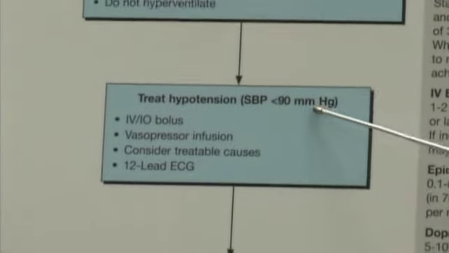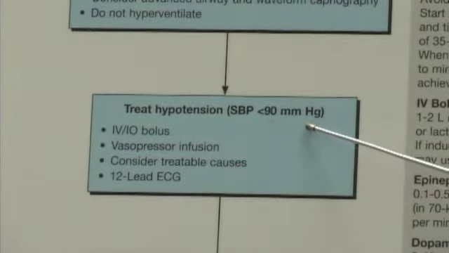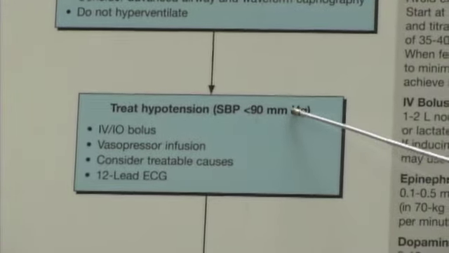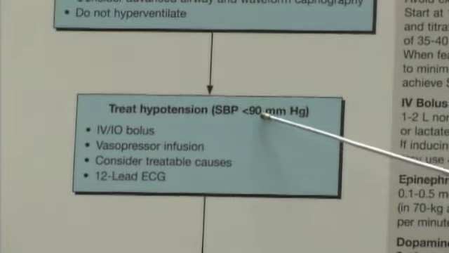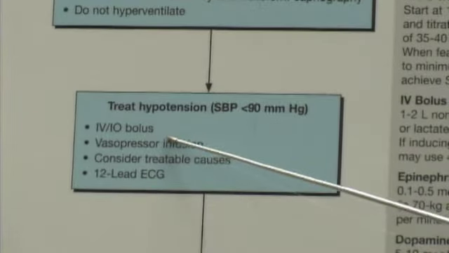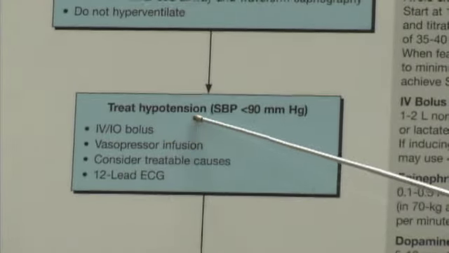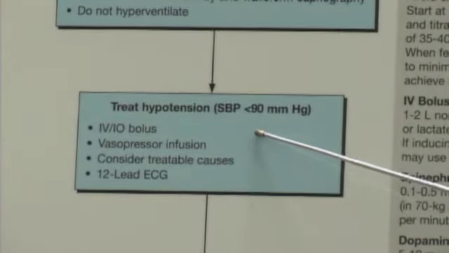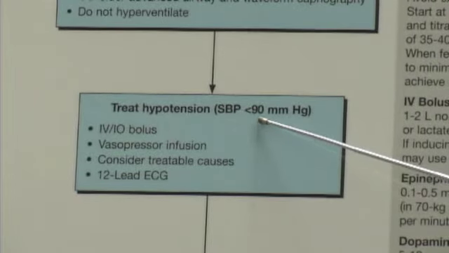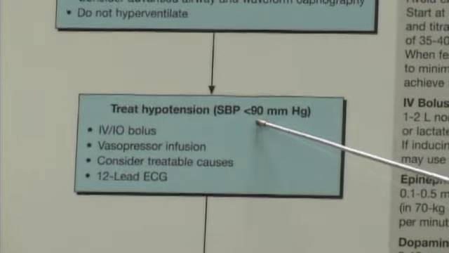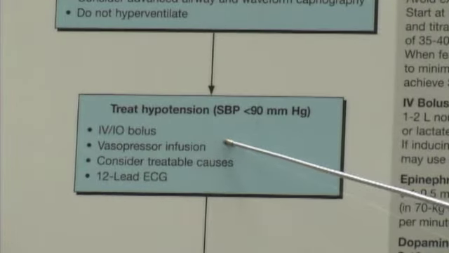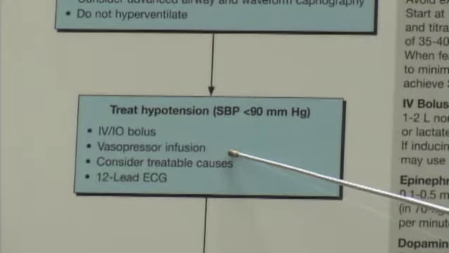A, B, C, you're going to check your circulation and your blood pressure. If your blood pressure is less than 90, that's the key one. We want to end these cases with a systolic of 90 or higher. If you're less than 90, the book will tell you to give an IV fluid bolus, or IO if you don't have an IV line in place, an IV fluid bolus of 1 to 2 liters of normal saline. Remember that number, 1 to 2 liters of normal saline fluid bolus to get that blood pressure above 90. If that doesn't work, you might have to start a vasopressor infusion.